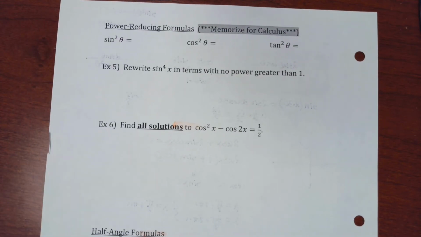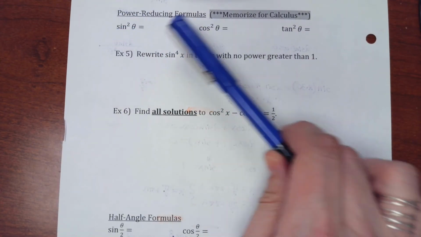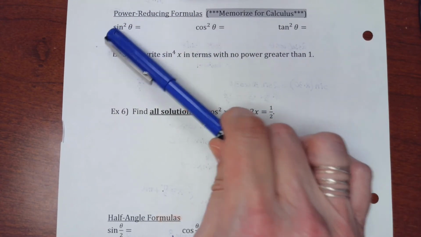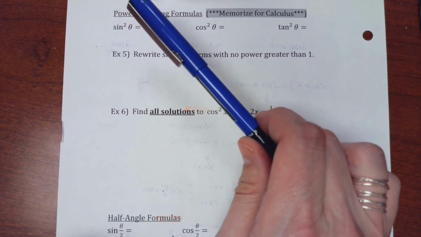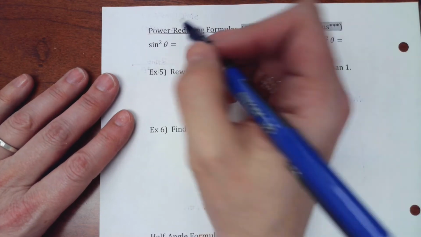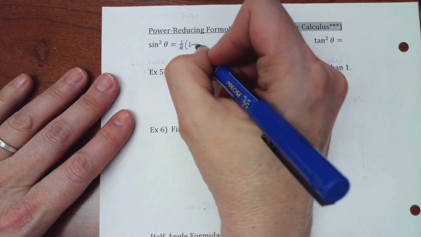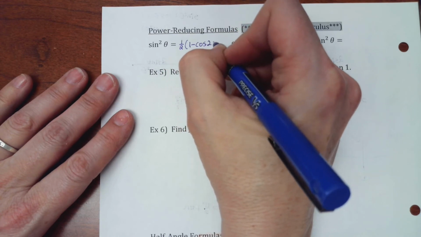All right, so then you have these power reducing formulas. You actually use these in calculus quite a bit, especially the one for sine squared and cosine squared. So you know sine squared is equal to 1 minus cosine squared, but there's another formula for it. It could also be equal to this, 1/2 and 1 minus cosine 2 theta.